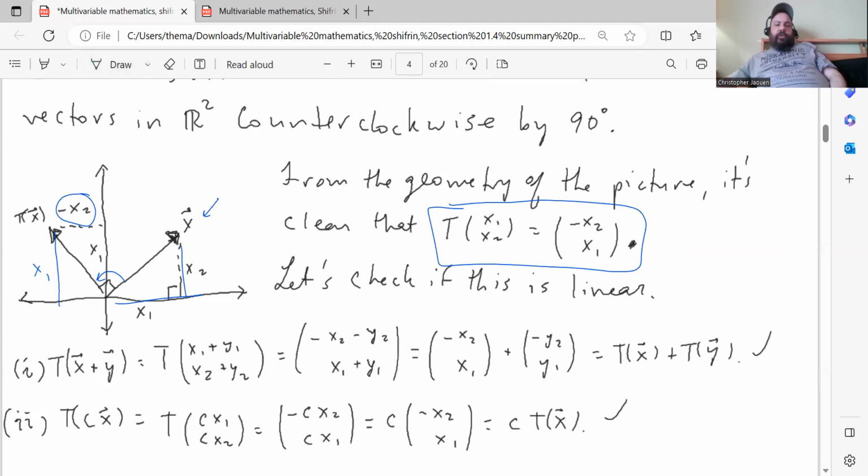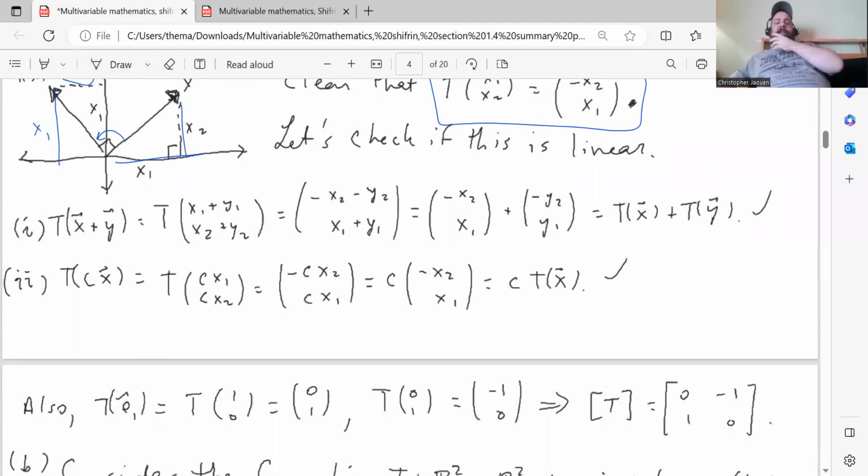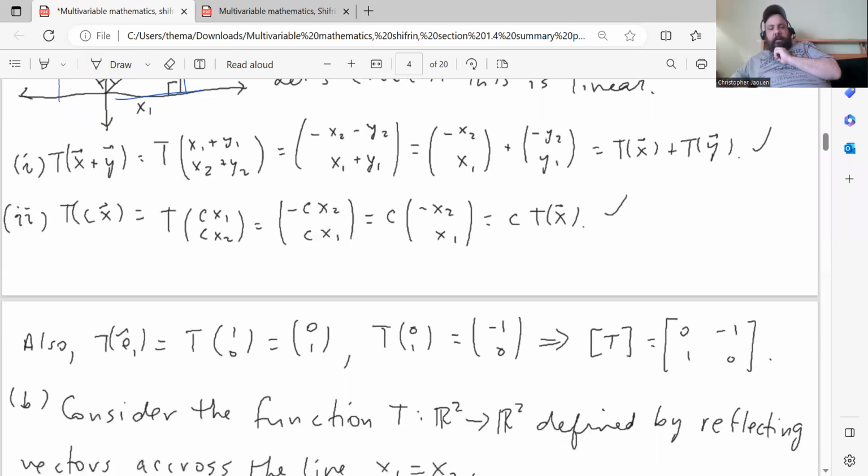Right, and then you could check that this is linear by just seeing if it satisfies the properties, which I'm doing here. Again, I won't go through the details. You can pause your screen and see that here. And then also we can find the standard matrix for the linear map T by just figuring out what it does to the standard basis vectors. So T of 1, 0 becomes 0, 1, and T of 0, 1 becomes negative 1, 0. And if you just put that into a matrix, you get the matrix for T.